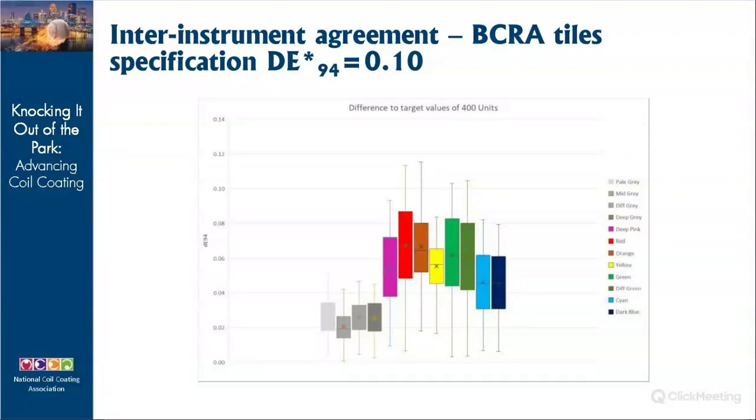Here you see inter-instrument agreement for 400 units, and you can see that all of them are below 0.1, so a delta E specification of 0.1 for inter-instrument agreement is well maintained.